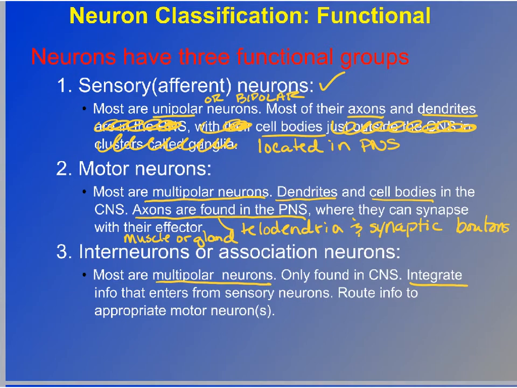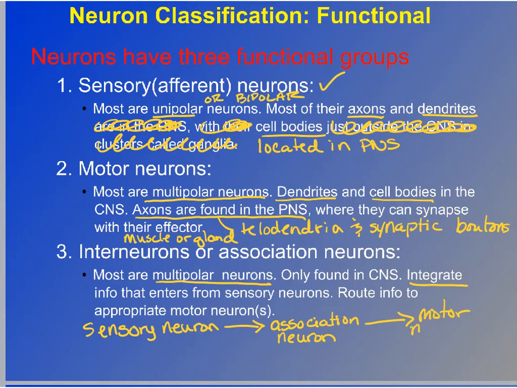So sensory information comes in from the periphery. It first might be received by an interneuron or an association neuron, and then that association neuron sends that information directly to a motor neuron. So let's do a pathway here. Sensory neuron sends sensory information to the central nervous system, and in some cases, that sensory information is received by an association neuron. And then that association neuron can send that information directly on to a motor neuron. Again, we'll learn more about this when we get to the spinal cord.